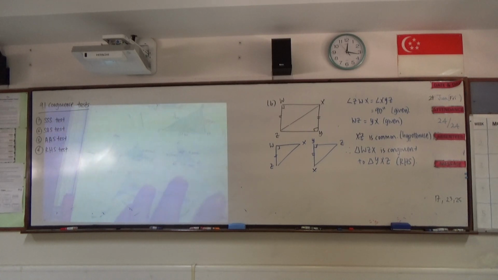Okay, what about part B? For part B, do you think it is congruent? Chloe, what do you think? Are the two triangles in part B congruent? No. Why?